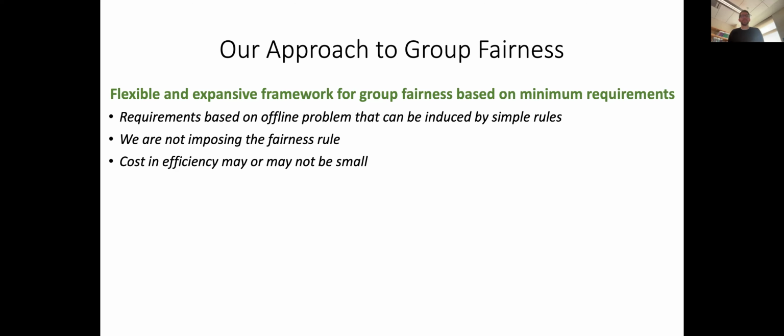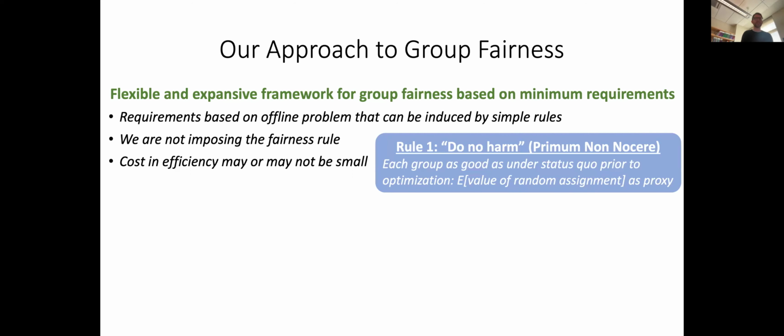So what do I mean by simple rules? Random assignment is something a policymaker understands. And as we're not imposing the fairness rule, we're really trying to create a setup where the decision is made by this policymaker, and we just want to give algorithms that will work for any such fairness rule that is given. Now, the cost inefficiency that you already saw from the two examples may or may not be small. In the first example, the cost inefficiency was quite large. In the second example, the cost inefficiency was quite small.